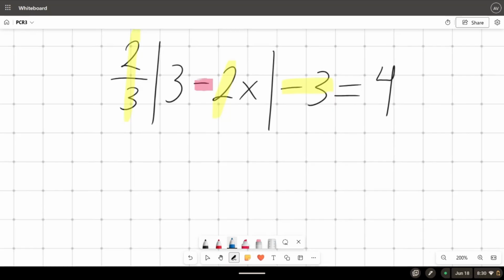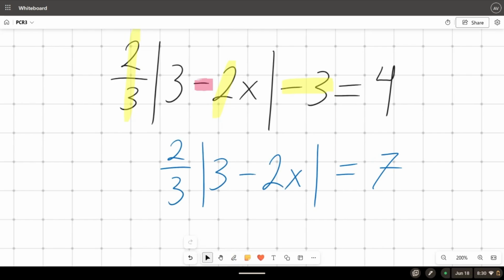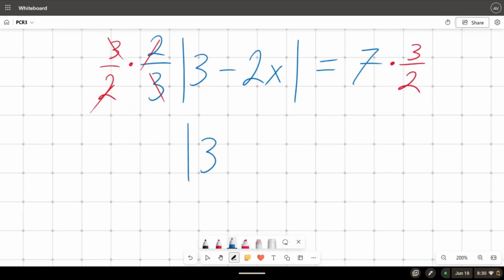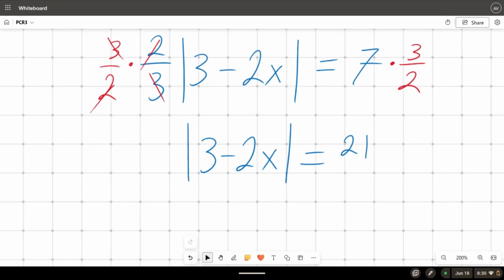First, the negative 3. We're going to add 3 to both sides to get rid of that. To get rid of the 2/3, I'm going to multiply 3 halves to both sides. That way, these 3's cancel and these 2's cancel. So we're left with the absolute value of 3 minus 2x is equal to 21 over 2.